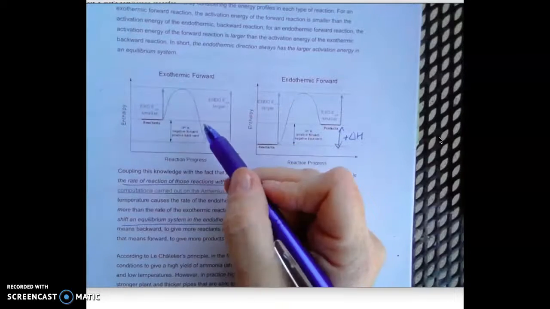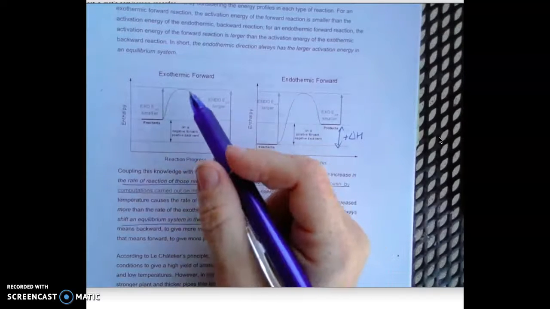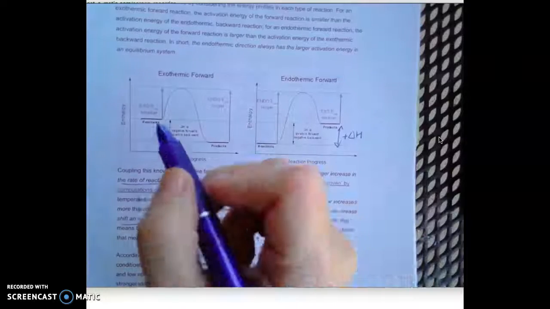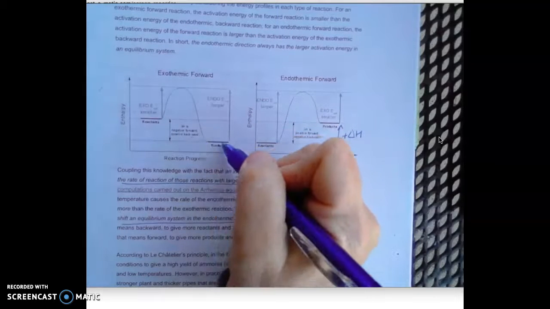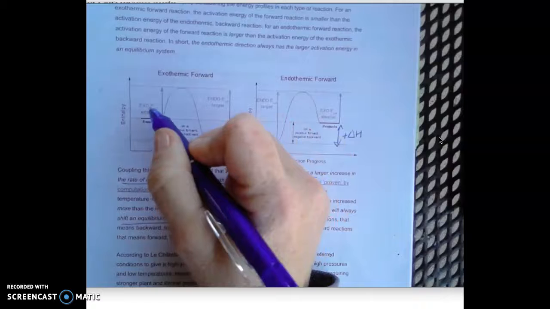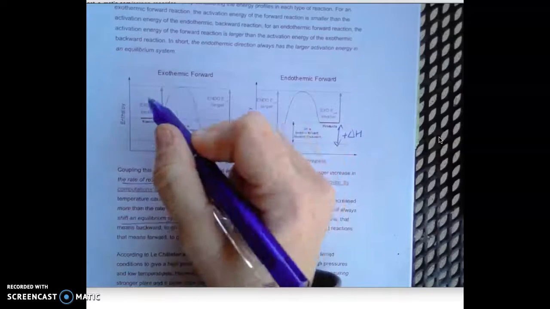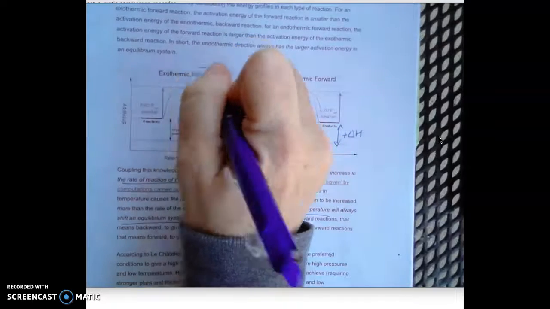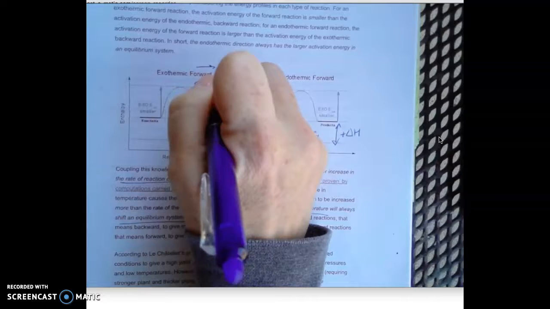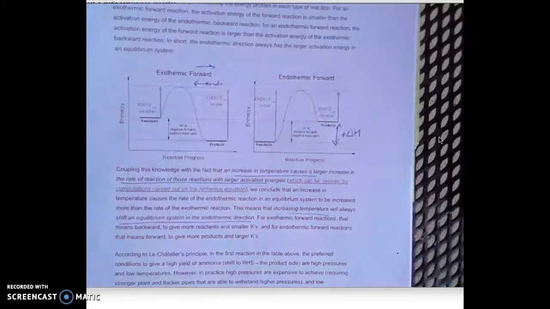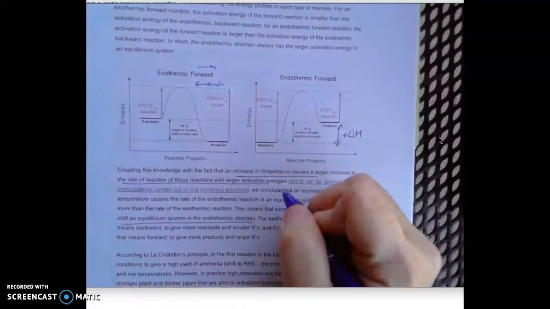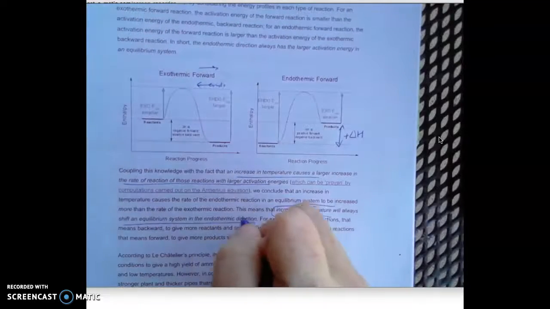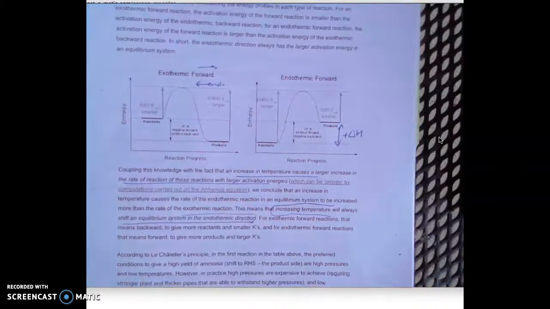We think of this as an exothermic diagram, but this could also be an endothermic in reverse. If you look at this backwards, if we're moving from the products to the reactants, then that process, if it's exothermic in the forward direction, it will be endothermic in the reverse direction. And increasing the temperature will shift it in the endothermic direction. So if you remember that, that may help you out as well.